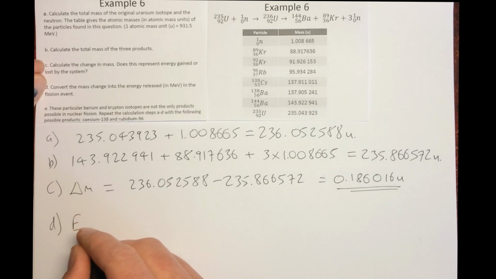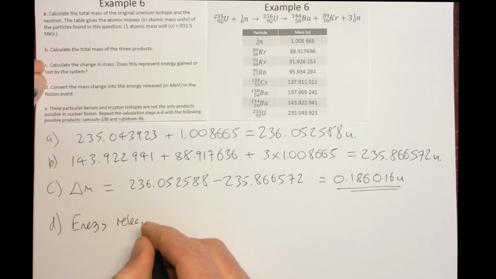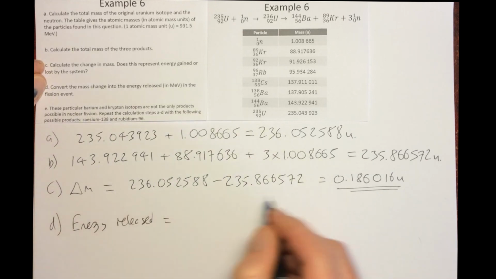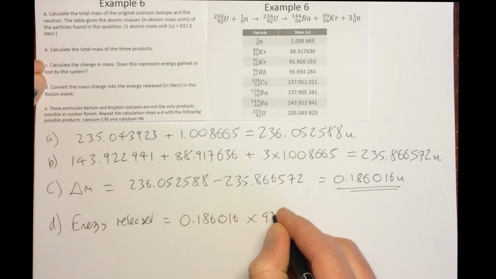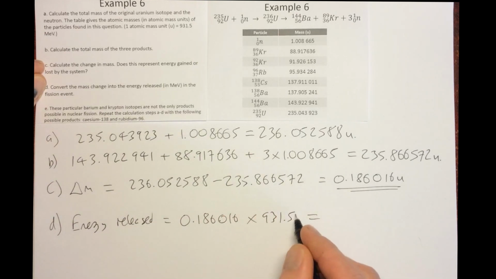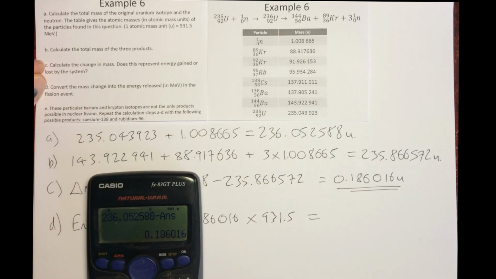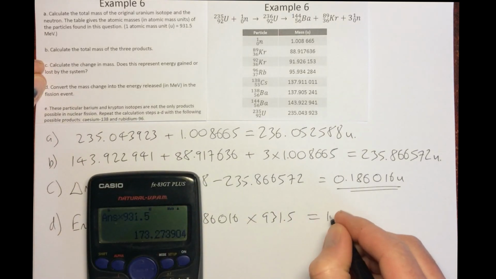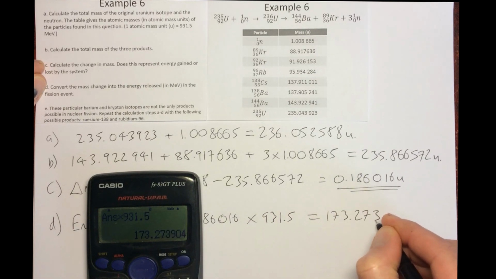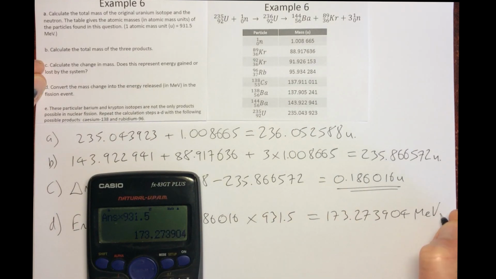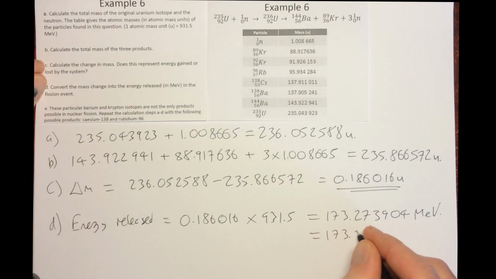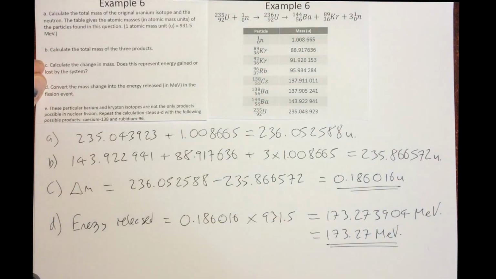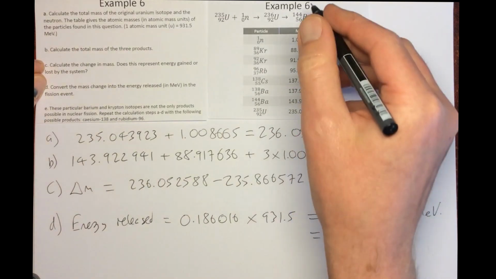Right, so D now asks you to convert the mass change into energy released in the fission event. So the energy released is just equal to this mass, 0.186016 U, multiplied by 931.5, because that's the number of mega electron volts in 1 U. And that gives us 173.273904 MeV. You could round that to 173.27 MeV.